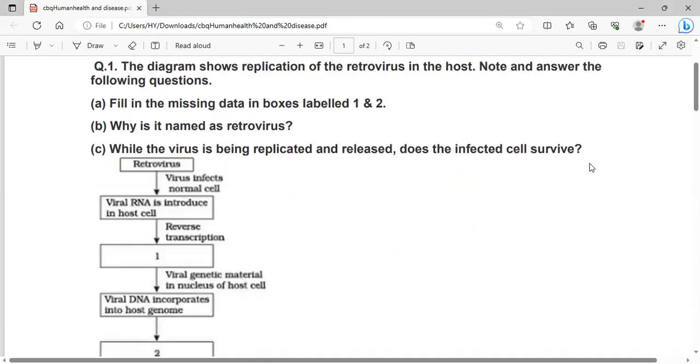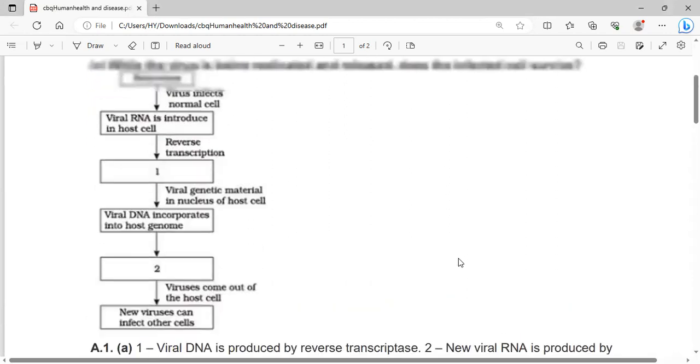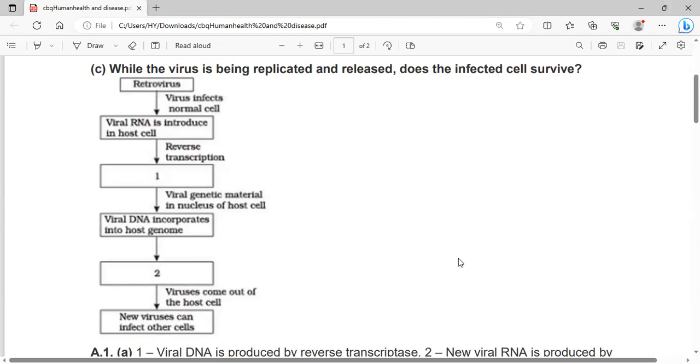This is the question. So you know the HIV life cycle is given in your syllabus in this chapter, and HIV is a retrovirus. So you have to tell the answers. Firstly, you have to fill in the missing box in the flow chart of the life cycle of the retrovirus. So retrovirus infects the normal cells. You can see the virus is entering the normal cells. The viral RNA is introduced into the host cell, reverse transcription occurs, and from RNA, the viral DNA will be produced. So here the step will be: viral DNA will be produced.